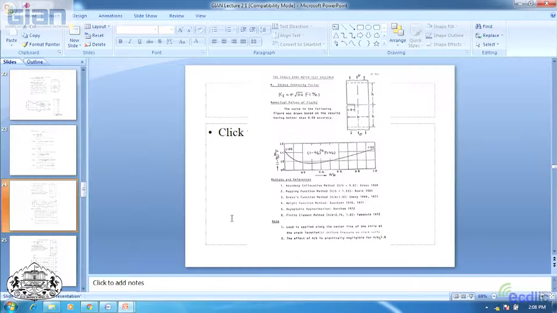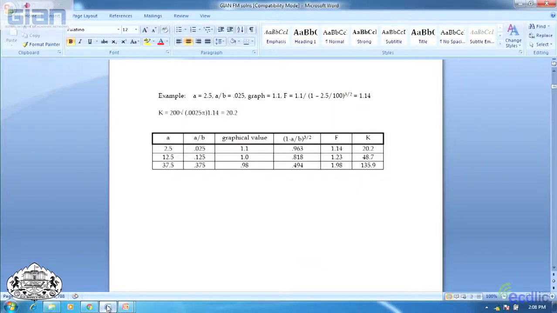Then that's normalized, 1.1, 1 minus A over B to the 3/2 power. If you can't read the slide, you should look at your handout. So you have to unnormalize that. Take A over B, get a graphical value of 1.1, then unnormalize it like this: 1.1 over 1 minus 0.025, to the 3/2 power. And then the capital F is 1.14. So K here is 200 times the square root of 0.025, that's 2.5 millimeters, and pi, both under the radical, times 1.14, which is 20.2. So, questions on that?